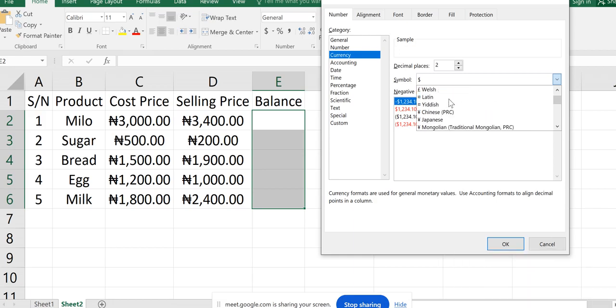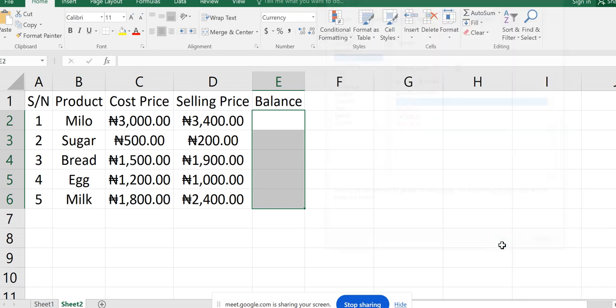You look for Y. Y is okay. Yoruba. Abi, that's what I made use of. So let's just keep searching. Yoruba. Okay, I think Yoruba is here. You click. So everything has been formatted. So anything I insert here will surely give me that Naira.